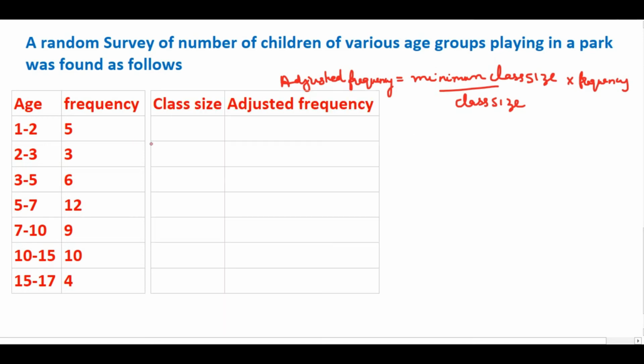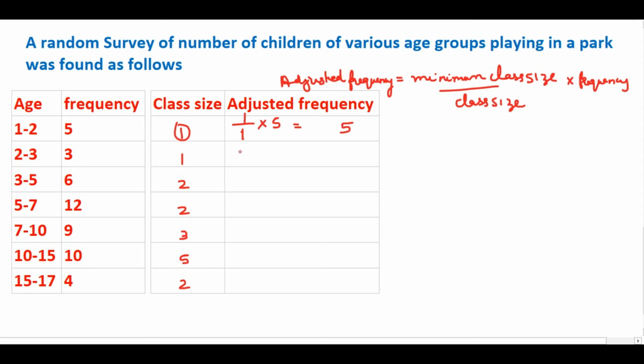So let's find that out. First we'll find the class size. 2 minus 1 is 1, 3 minus 2 is 1, 5 minus 3 is 2, 7 minus 5 is 2, 10 minus 7 is 3, 15 minus 10 is 5, 17 minus 15 is 2. Now we need to find the adjusted frequency, which is minimum class size divided by class size into frequency. Here the minimum class size is 1. So 1 divided by the class size of this interval, which is 1, into the frequency 5.